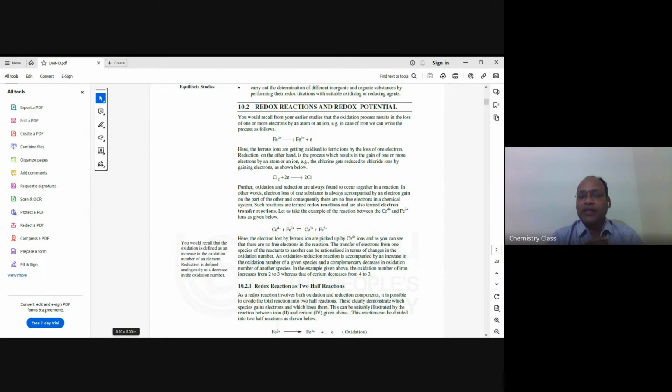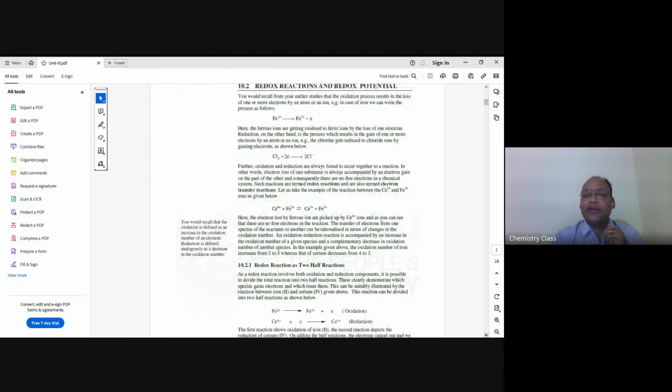If there is an increase in oxidation number, that means oxidation takes place, and if there is a decrease in oxidation number, reduction takes place. I also explained this as loss of electrons and gain of electrons. So today we'll go ahead and see how things appear in redox reactions.